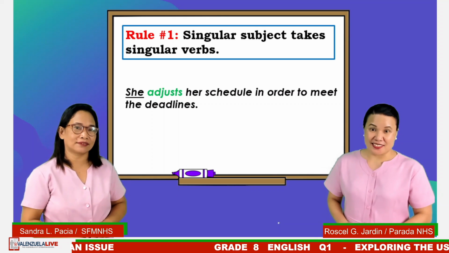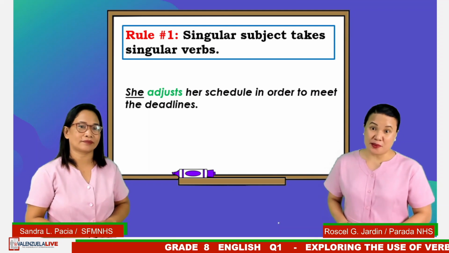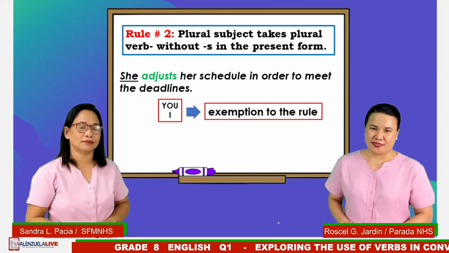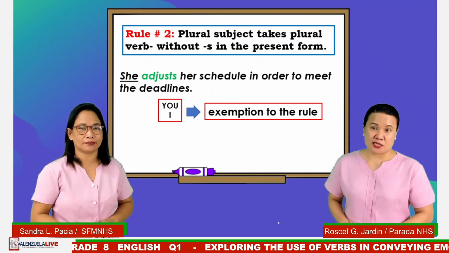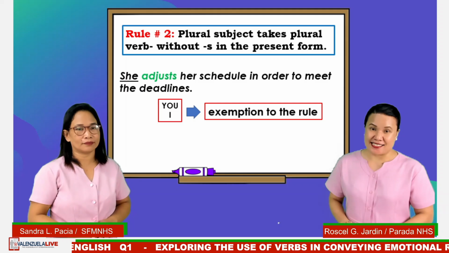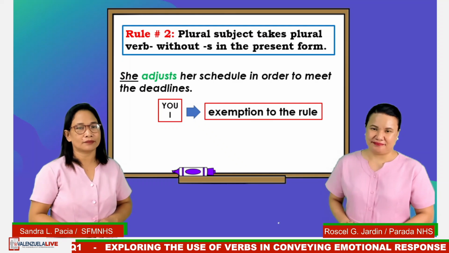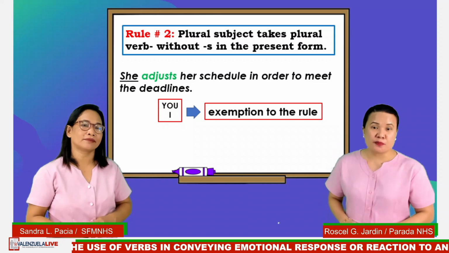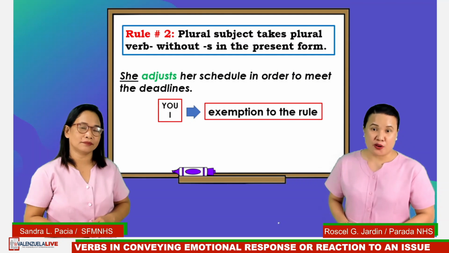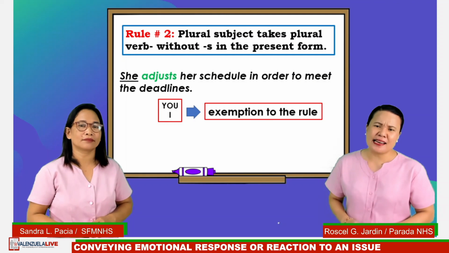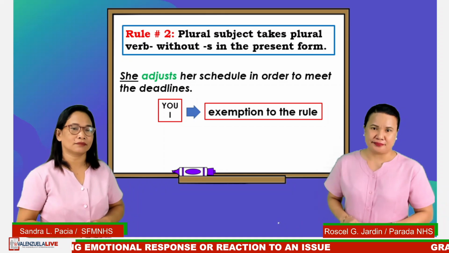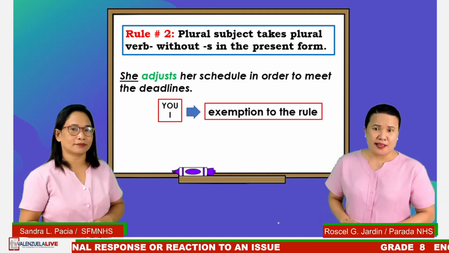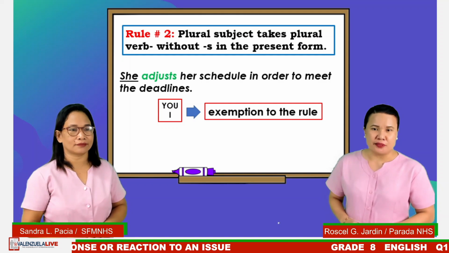Let us move on to the next rule. Rule number 2: plural subject takes plural verb without S in the present form. Pronouns like we and they use plural verbs. The pronouns you and I are an exception to the rule. Even though they are singular, they always take a plural verb.